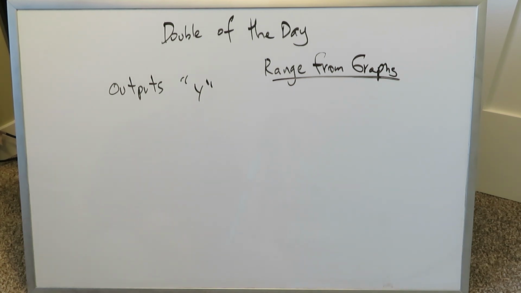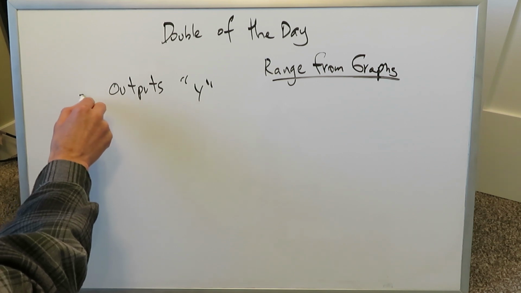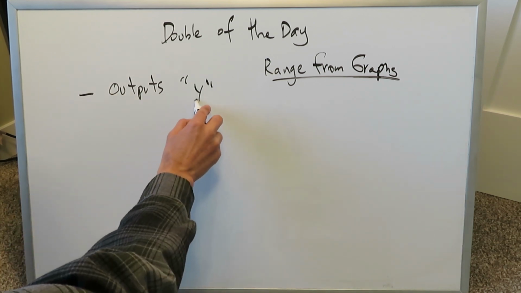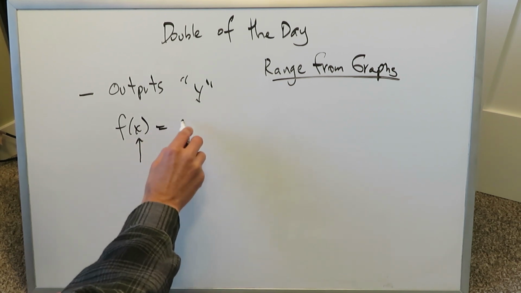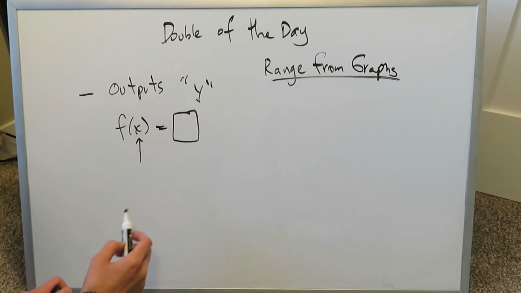You are joining me for an important video here on range. We're going to be analyzing how we can determine range from a graph. Remember, range are your valid outputs, your y values. If you had a given function and you put some input in here, whatever you got out here in terms of your output, that exactly is your range.